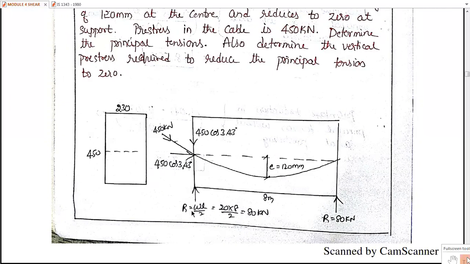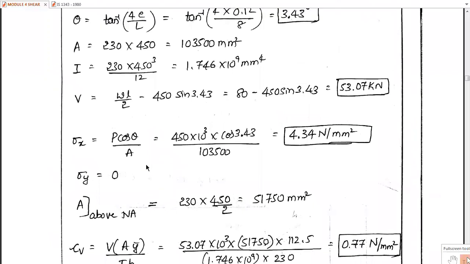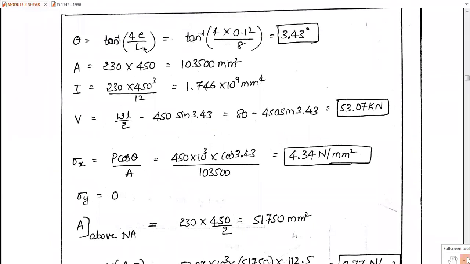Now we need to compute the reaction here. R is equal to WL by 2. The reaction will be 80 kN. Theta is equal to tan inverse of 4e by L. 4 into eccentricity 120 mm, convert into meter, it will be 0.12 meter. 0.12 divided by 8, which is equal to 3.43 degree. Cross sectional area, entire area. Moment of inertia, we have calculated.